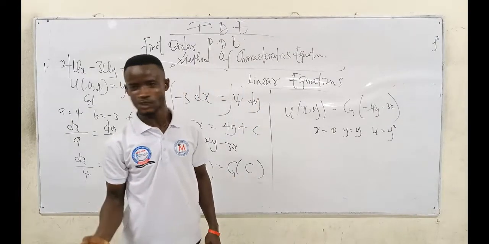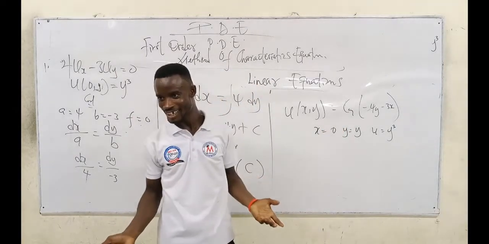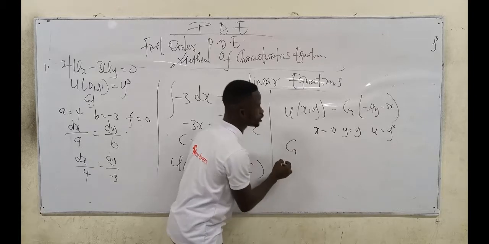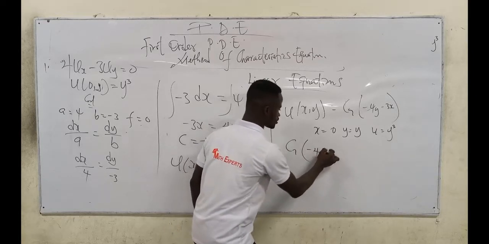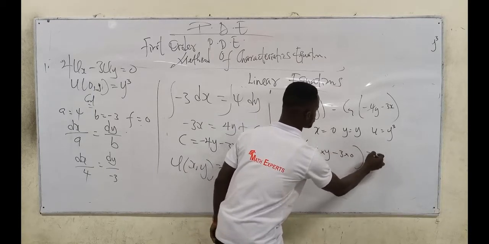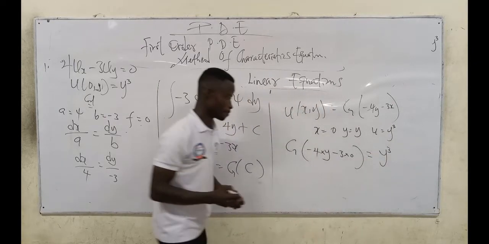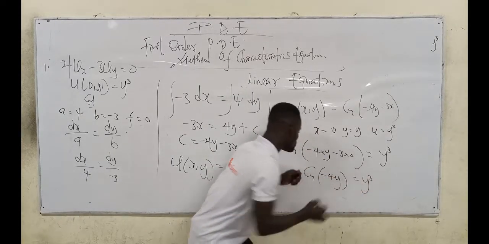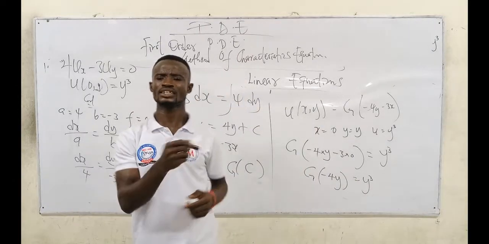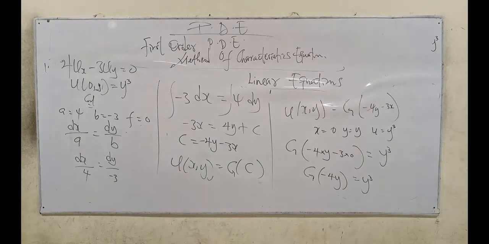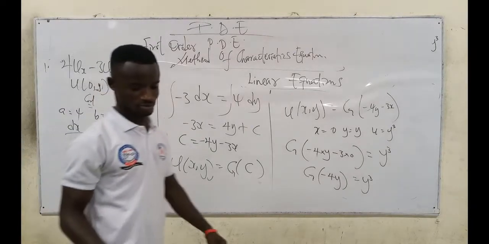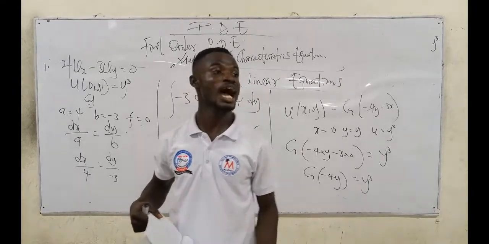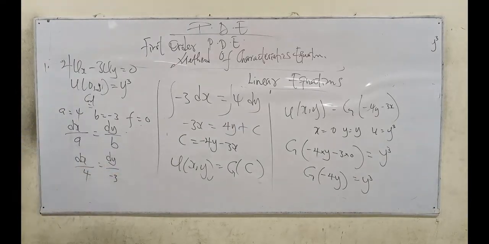Now we need to analyze it. Should we quote that P is equal to this? So now, we get G of negative 4 times Y minus 3 times 0 equal to, what is U? Y cubed. So we get G of negative 4 equal to Y cubed. Please, what is G? A function in terms of the C. The C is equal to negative 4. What is that G? An arbitrary constant.